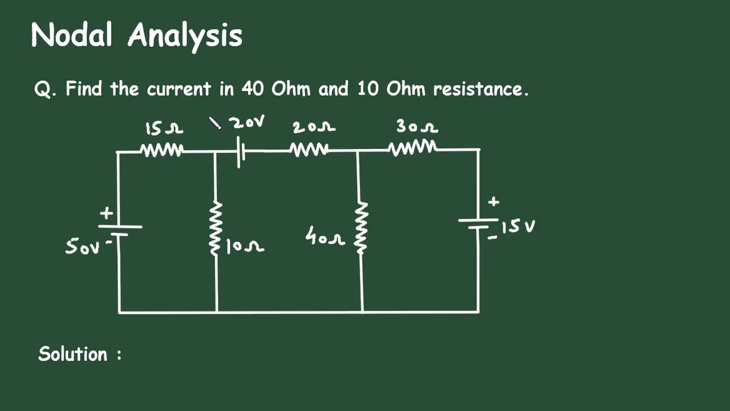Nodal analysis. Question: Find the current in 40 ohm and 10 ohm resistance. Here in this circuit, we have to find the current through this 40 ohm resistance and this 10 ohm resistance by using nodal analysis. Solution.